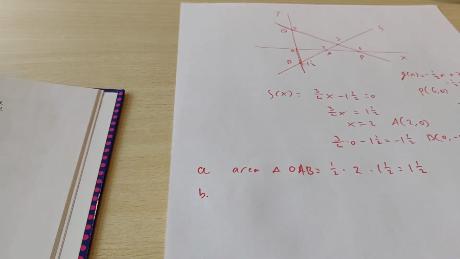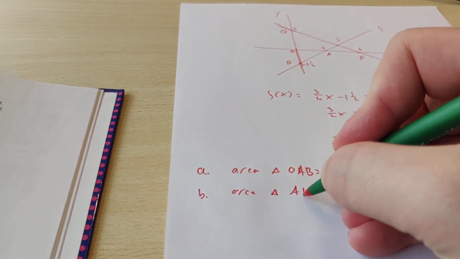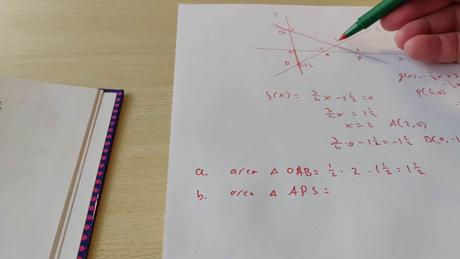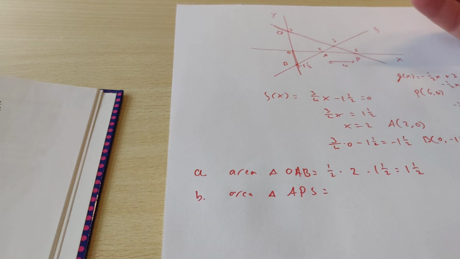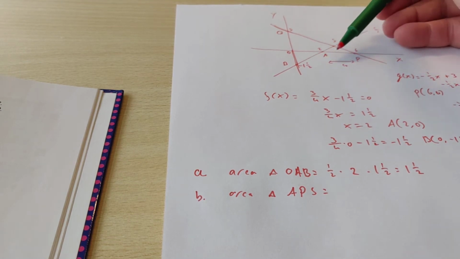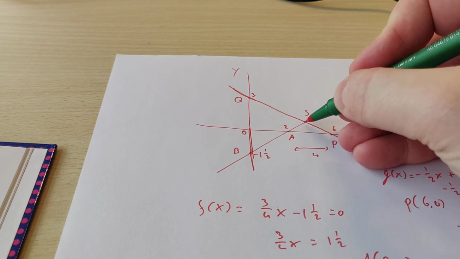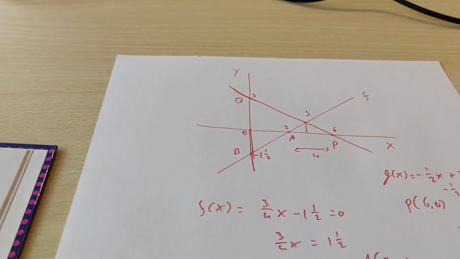Exercise B, calculate the area of triangle APS. Let's see what APS is. APS is here. I already know that this length from here to there is 4, because this is 2 and this is 6. This length is 4, right? So we want to know what this height here is, because then we can do 4 times that height times 1/2.